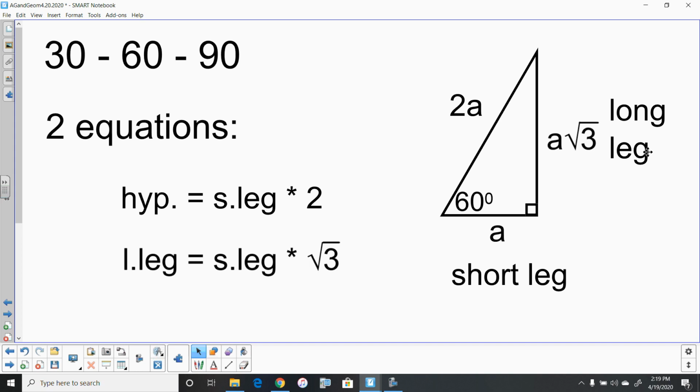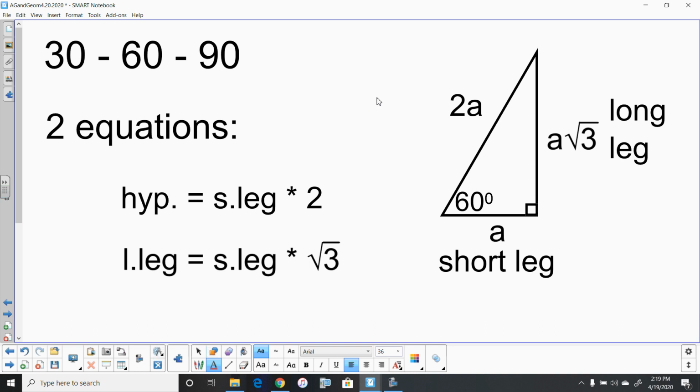As you already know, the side across from the 90 degrees is always the hypotenuse. The way you get the hypotenuse is, whatever the short leg is, multiply it by 2. To get the long leg, you can just multiply the short leg by root 3.